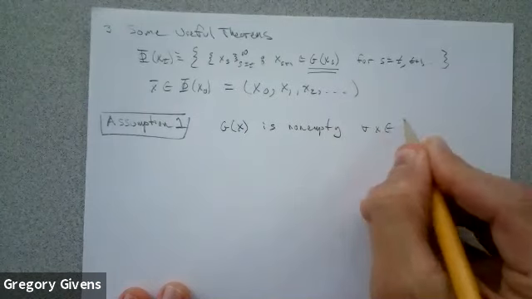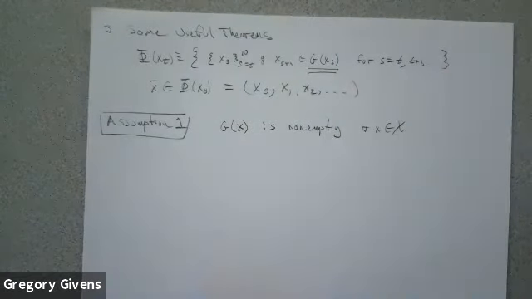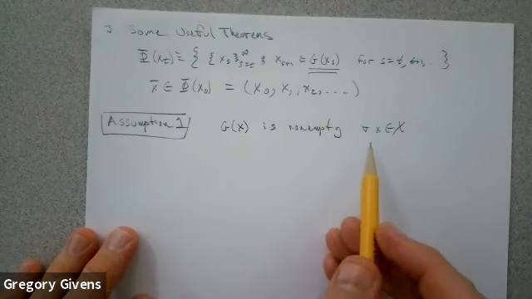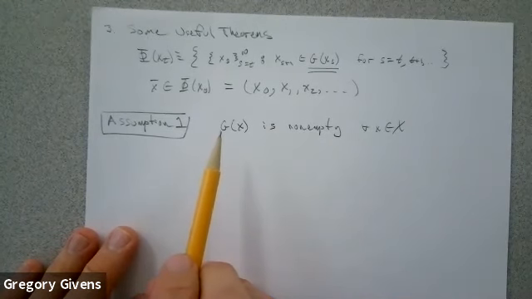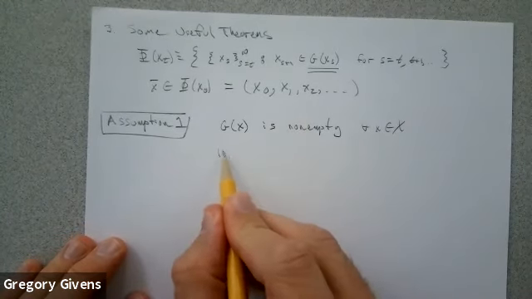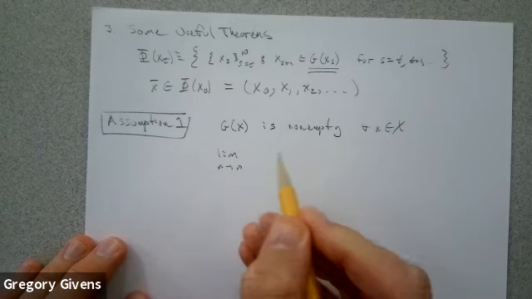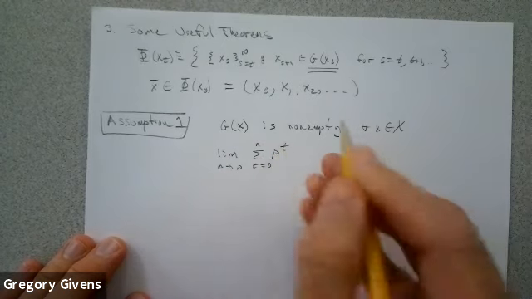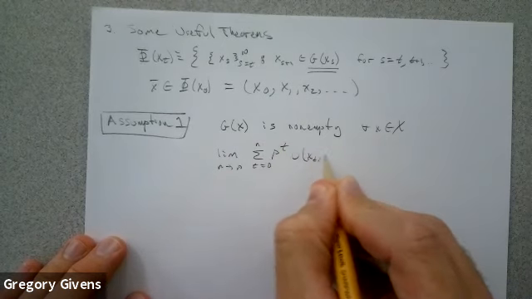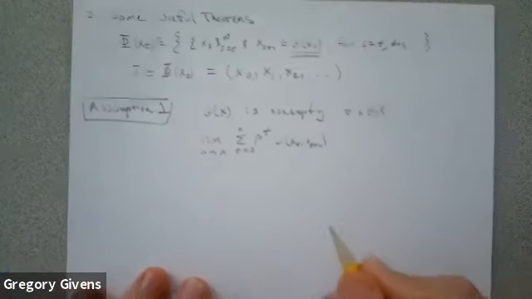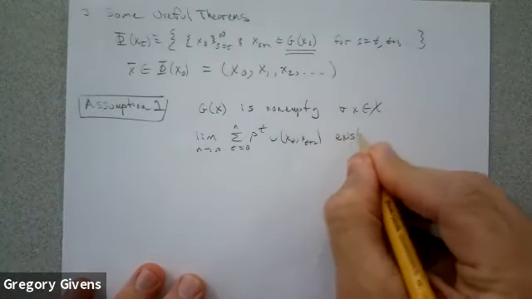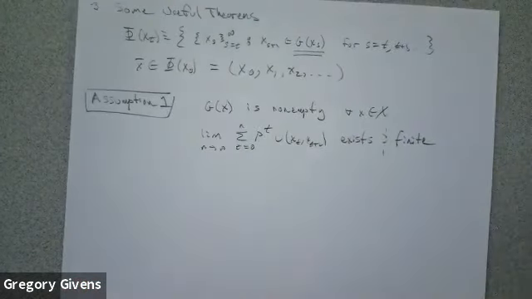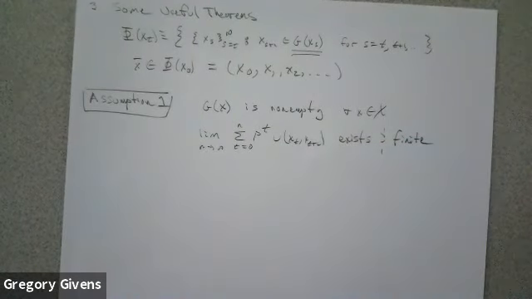for all x in big X. And for any initial value of x, and for all feasible sequences of x, the limit as n goes to infinity of the sum from 0 to n of beta to the t, u of xt, xt plus 1, exists and is finite. That is the thrust of assumption one. Okay, now what does it mean?